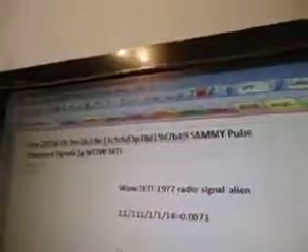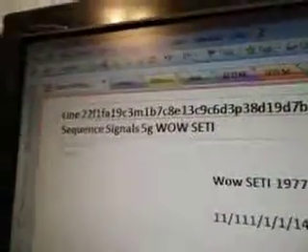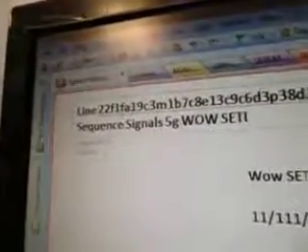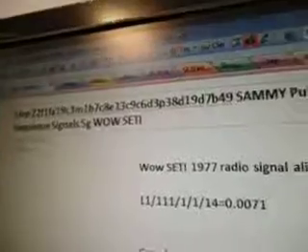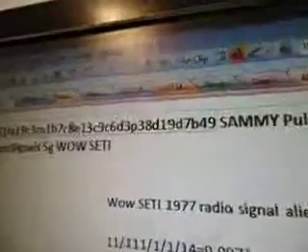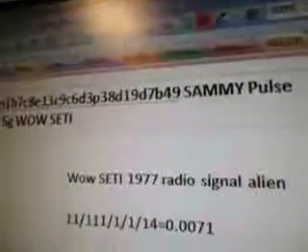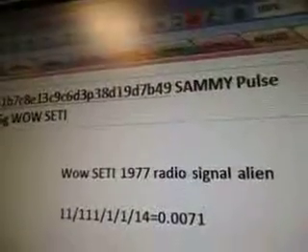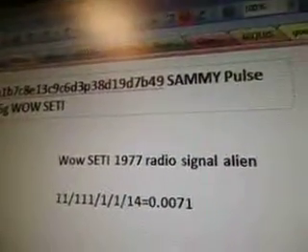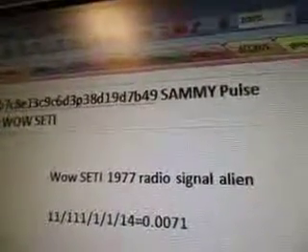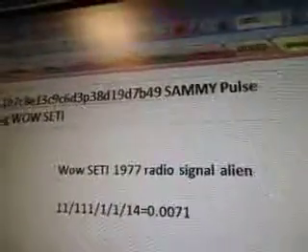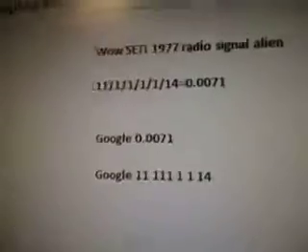284C3M1B7C8E13C9C6D3P38D19D7b49. And this is the line of data. It is line 22f1fa19c3m1b7c8e13c9c6d38d19d7b49. SAMMY, which is in capital letters, so it stands for something. Pulse sequence signals 5G Wow Seti. There's the alien radio signal, and here's the data.